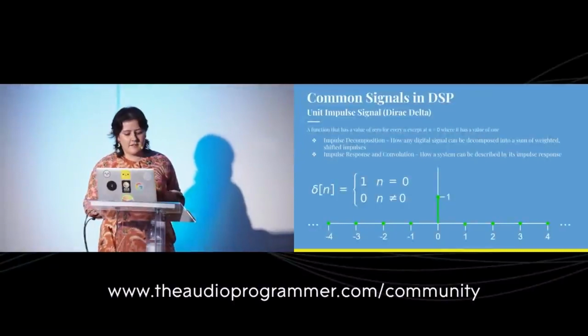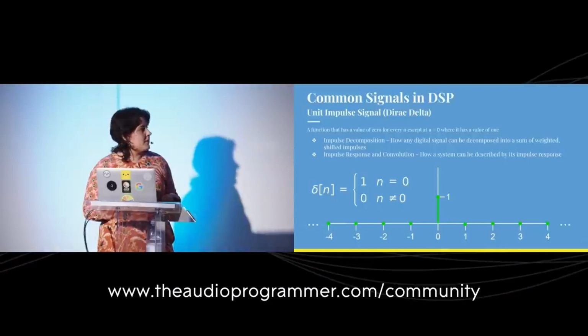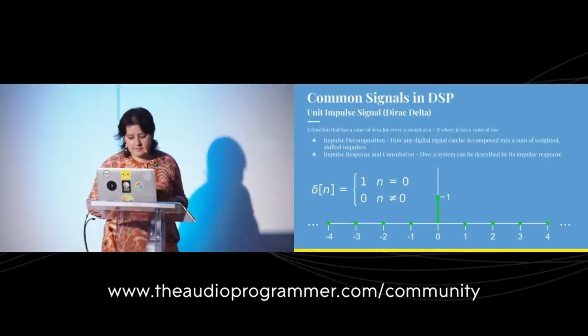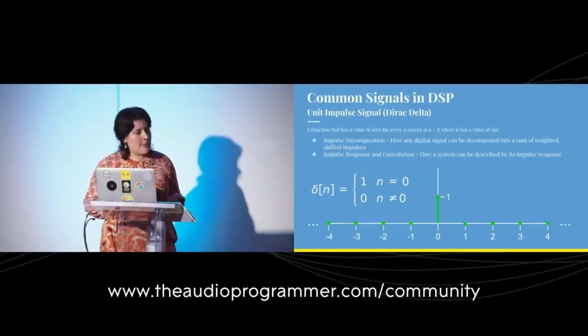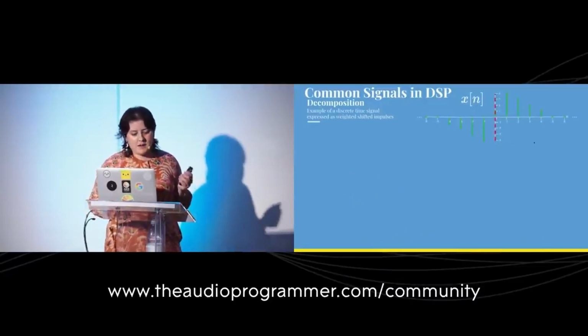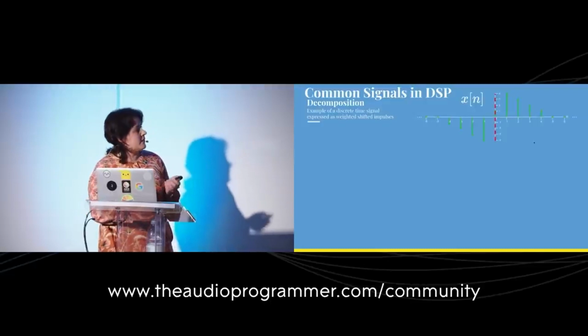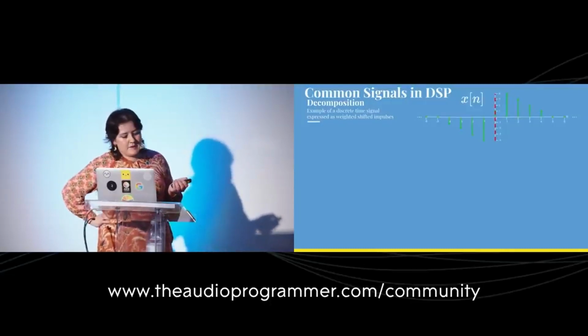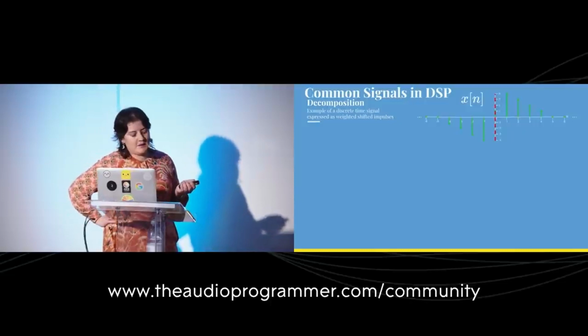Impulse decomposition is the first step in understanding the fundamental DSP concept of superposition, which we will work up to and gain a basic understanding of today. Say we have an arbitrary signal x of n in the top corner here. We can decompose it into a sum of weighted shifted impulses.